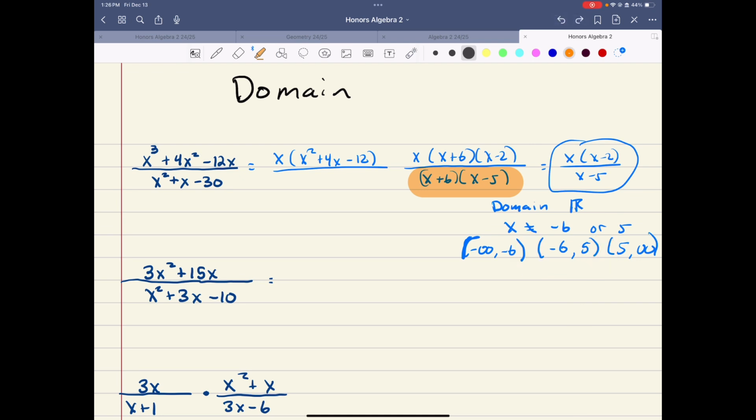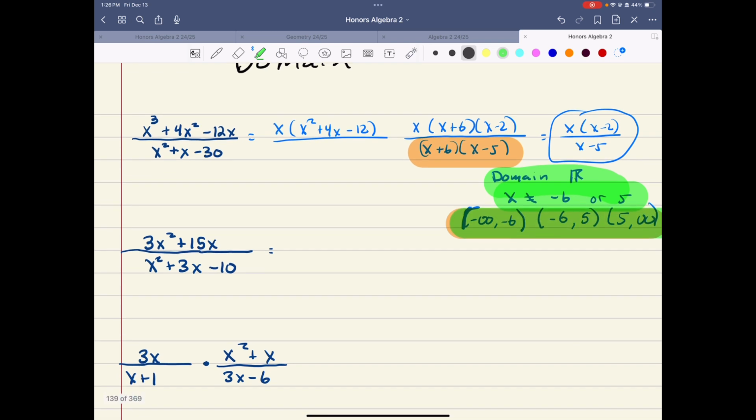So if you want to put it in interval notation, that's a notation you can certainly use. Otherwise, I'm good with this. Your Algebra 2 teacher or a pre-calc teacher may have you write it in interval notation, but whatever. Second one, we're going to take 3x out.